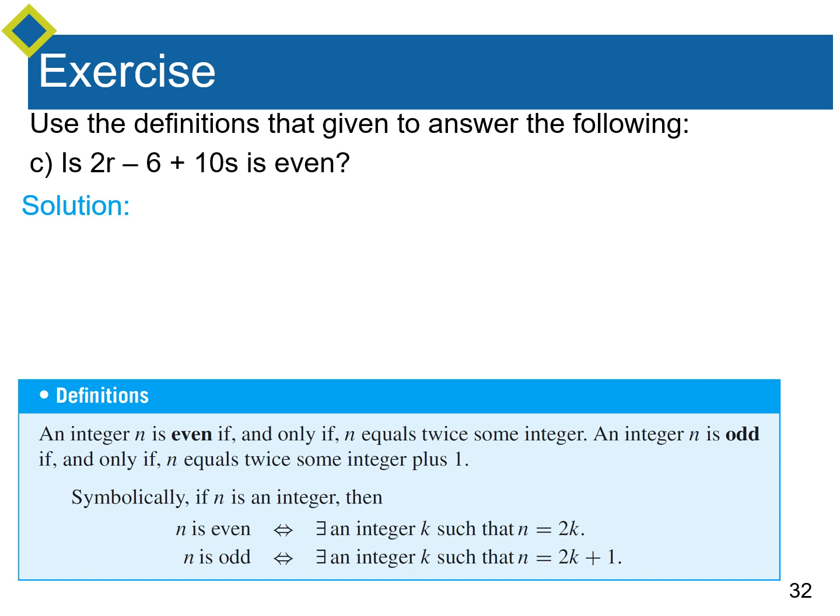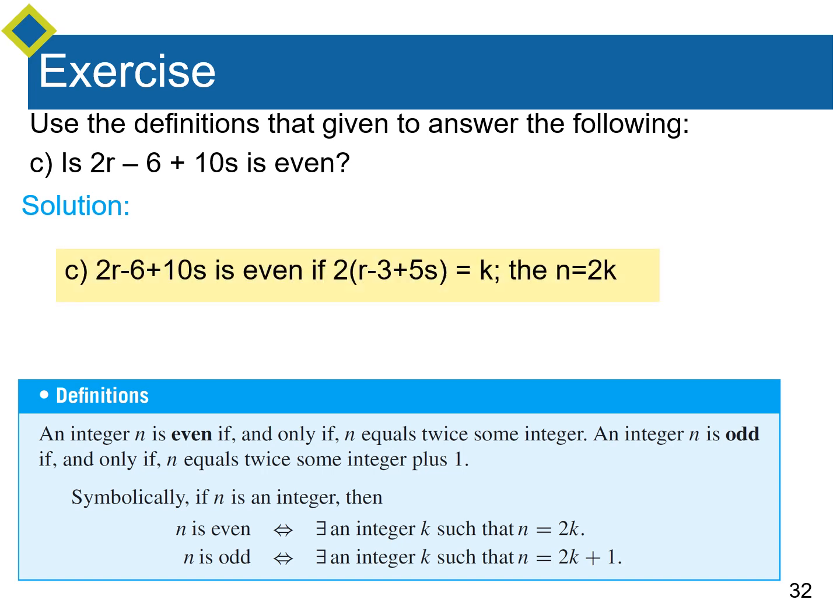Okay, we go to the next example. Is 2r minus n plus 10 even? The same way, we simplify this question, we come to this one. Come up with 2, so this one becomes 2k. So we meet this theorem. So this is true.